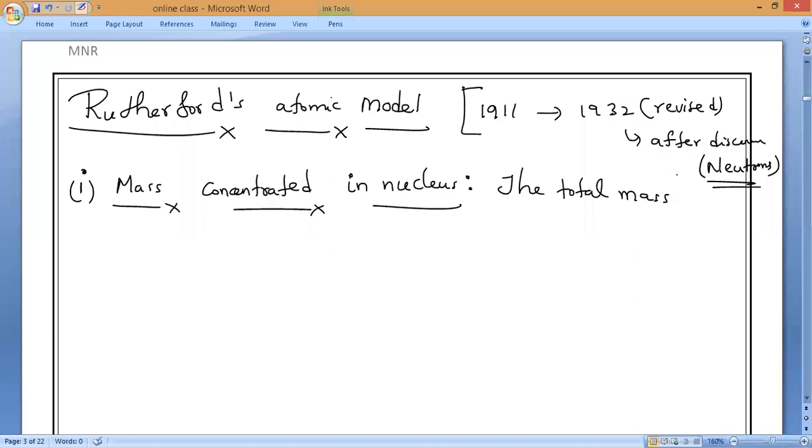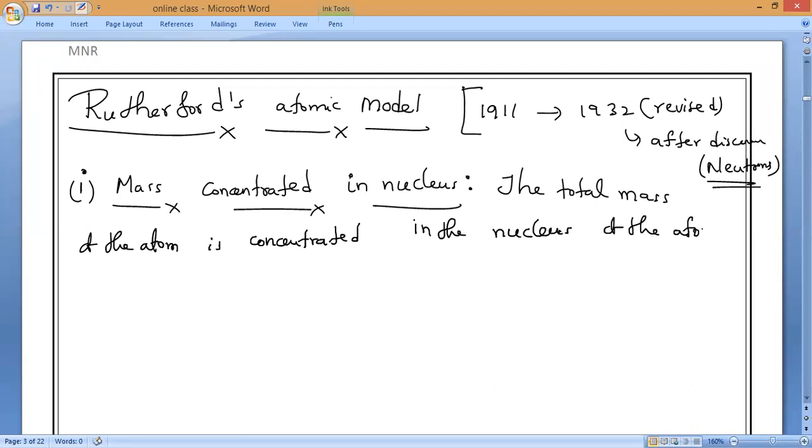So, the total mass of the atom is concentrated in the nucleus of the atom. By this time, neutrons were also discovered, and neutrons are also present where? Present in the nucleus only. So that is what they have said.